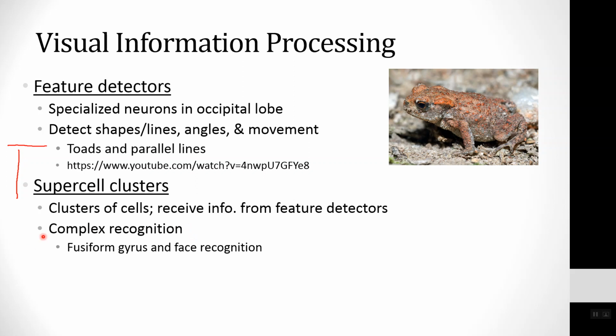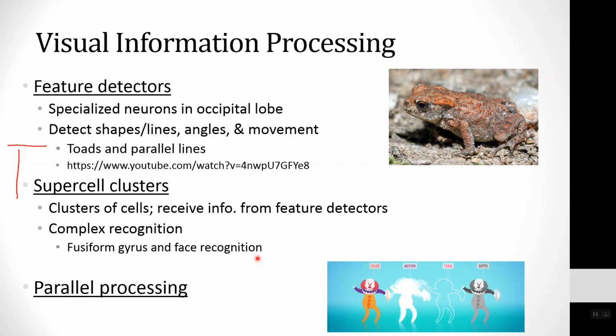Supercells are really interested more in complex recognition, right? Because a face does have shapes, lines, angles, movement, color, all sorts of things. And it helps us to remember people that we see every day, all the time.